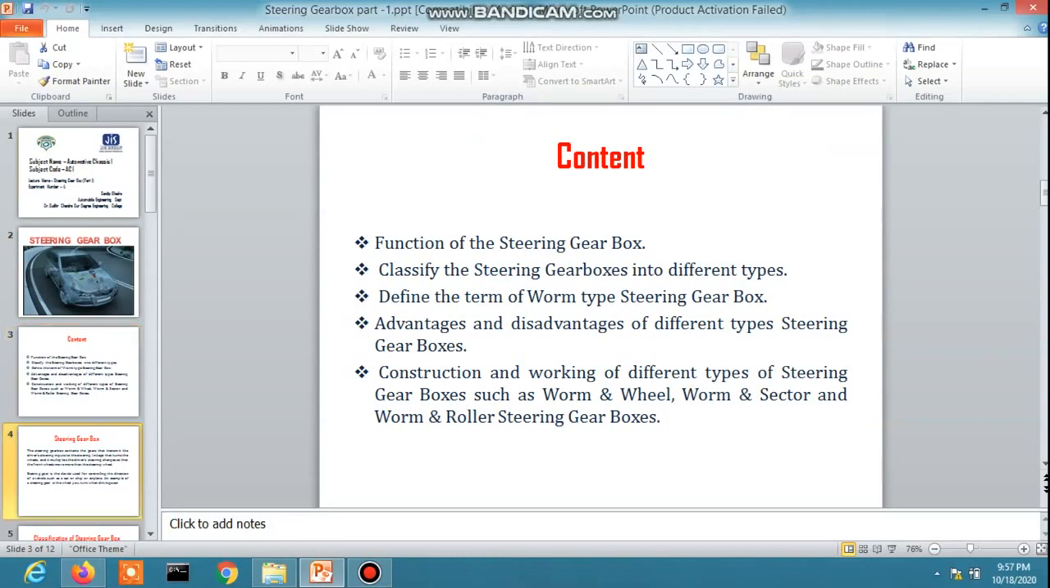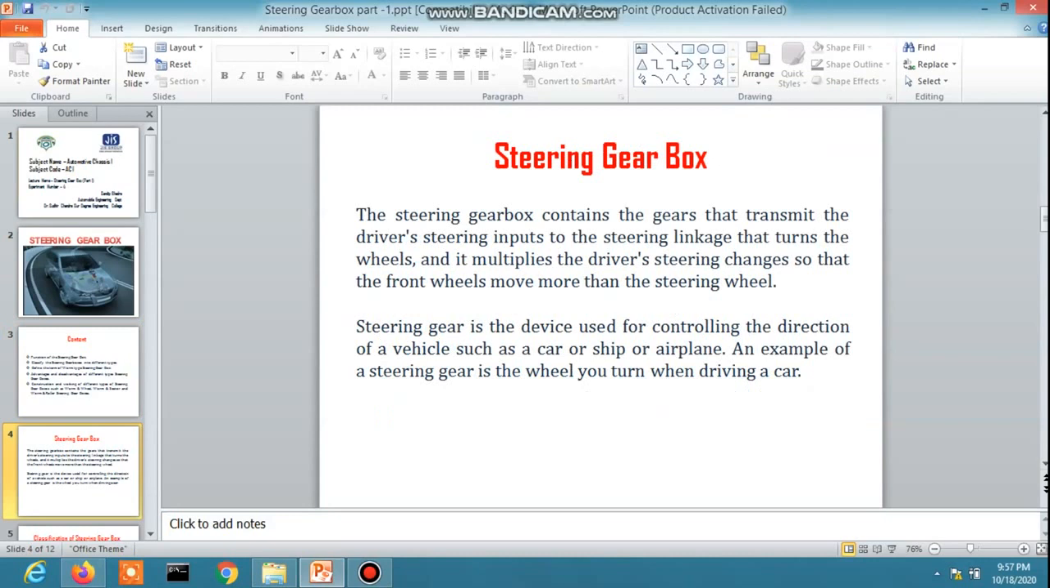What is a steering gearbox? The steering gearbox contains the gears that transmit the driver's steering input into the steering linkage that turns the wheel, and it multiplies the driver's steering changes so that the front wheels move more than the steering wheel. Steering gear is the device used for controlling the direction of a vehicle such as a car, ship, or airplane. An example of steering gear is the wheel you turn when driving a car.